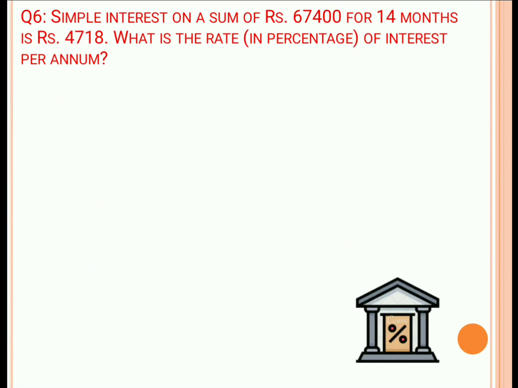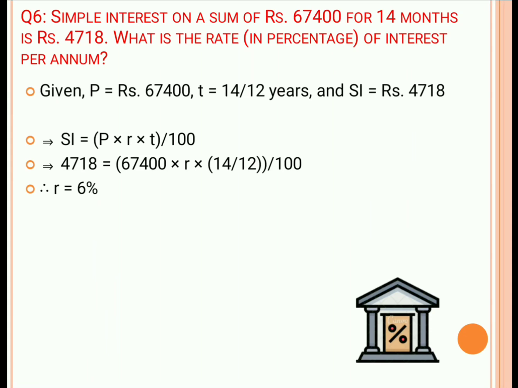So let's proceed to the solution over here. Principal is equal to 67,400, time period is 14 by 12 years and simple interest is 4,718. Substituting all the values in the formula, simple interest is equal to PRT by 100, value of R is equal to 6%. Next problem.